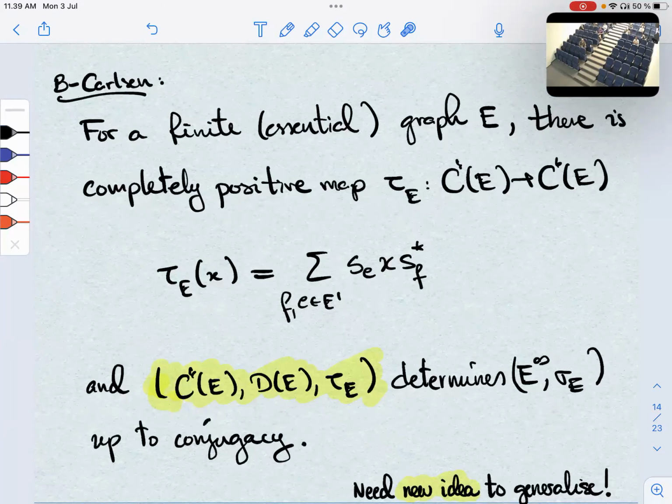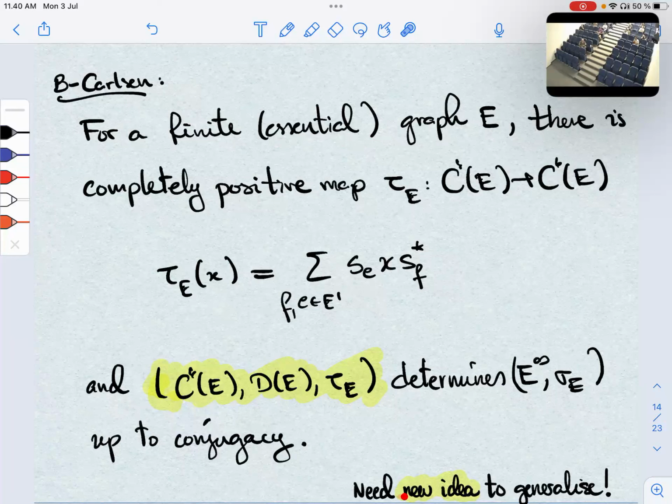The first step to doing this, I'll just very briefly mention. I did this in my thesis with Toke Carlsen, and what we did is to define a very concrete completely positive map on the C-star algebra. It turns out that if you keep track of these two things, as I mentioned before, with this completely positive map, then you can recover the original thing up to conjugacy. That answers the question, but under some very restrictive conditions, namely the graph should be finite and it should be essential. Essential means any vertex has both incoming and outgoing edges, so there are no trouble vertices. The issue is that these conditions are quite restrictive, and it's not obvious how to extend this.